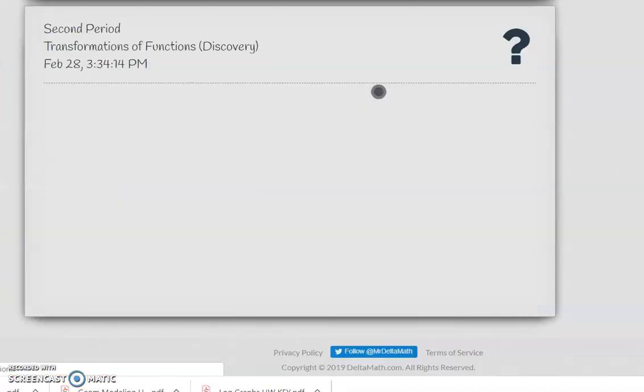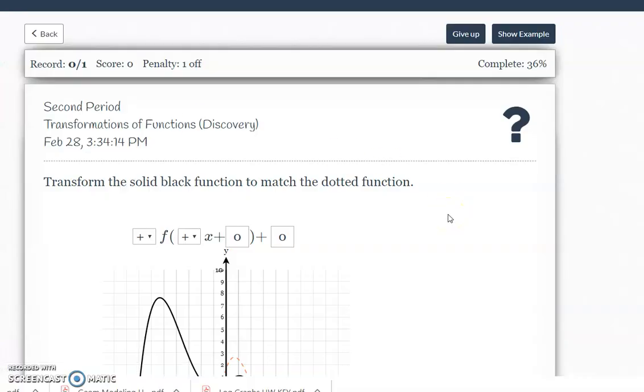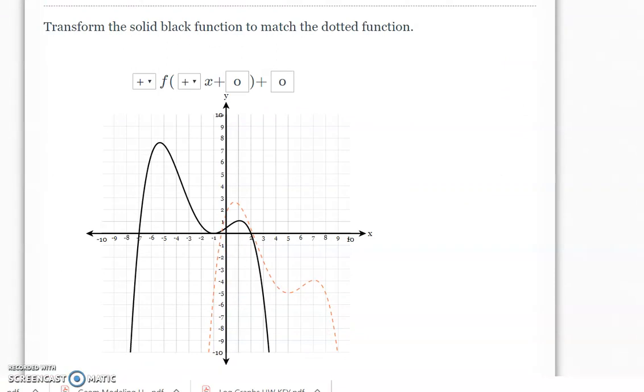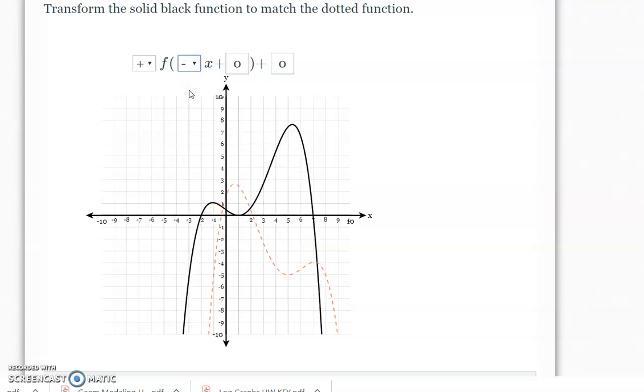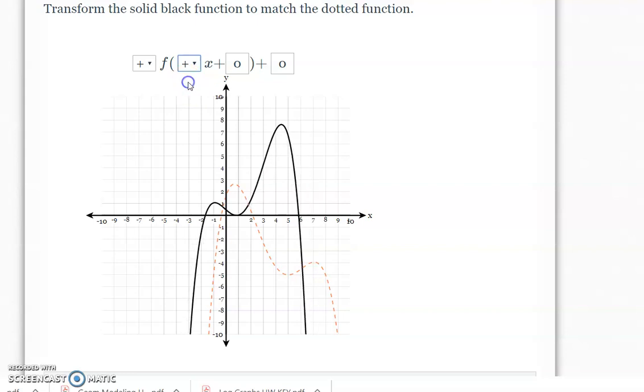And let's see. Transform the solid black function to match the dotted function. Oh, wow. So this is just general transformations, but you can do this. First of all, do I need to change it to negative? No, because I'm taking this over there. It does not get flipped upside down. It doesn't even get flipped across the y-axis either. There definitely does not need to be a negative out front because that would flip it upside down. Flipped across the x-axis would be if this was negative. It's not. I love the way it shows what happens. That's pretty cool.